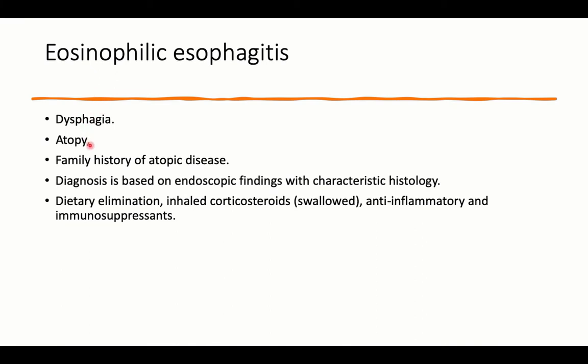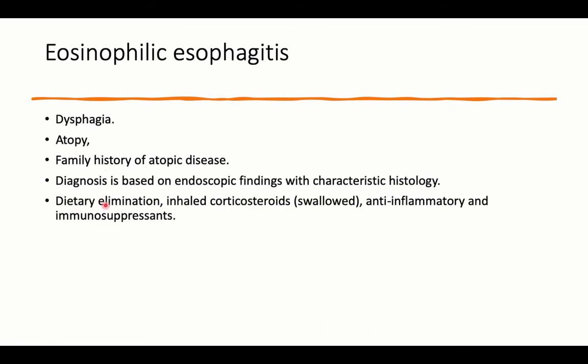When we have a child who has an atopic disorder, and atopy means we have an IgE-mediated immune response presenting with allergic rhinitis, allergic conjunctivitis, bronchial asthma, and even eczema. So when we have another atopic condition in a child or a family history of atopic disease, maybe in the parents or other siblings, this increases the possibility of eosinophilic esophagitis being the cause of vomiting and failure to gain weight. The diagnosis is based on endoscopic findings with the characteristic histology.